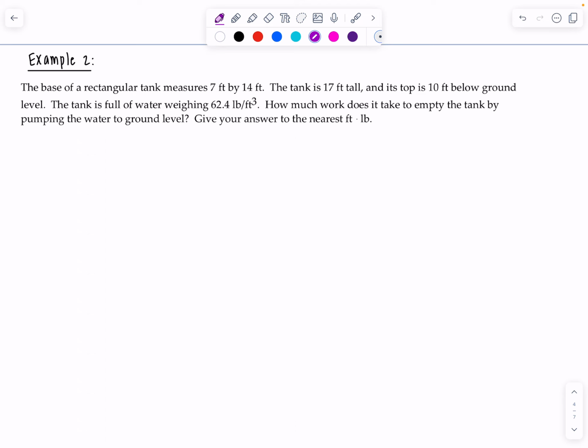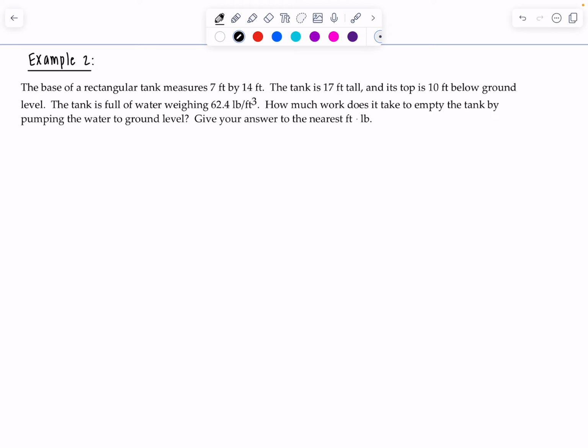The base of a rectangular tank measures 7 feet by 14 feet. The tank is 17 feet tall, and its top is 10 feet below ground level. Ooh, kind of like a coffin. It's buried below the ground. The tank is full of water weighing 62.4 pounds per feet cubed. How much work does it take to empty the tank by pumping water to ground level? Give your answer to the nearest foot-pound.